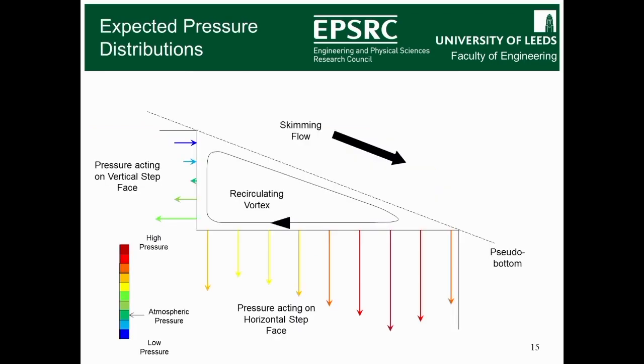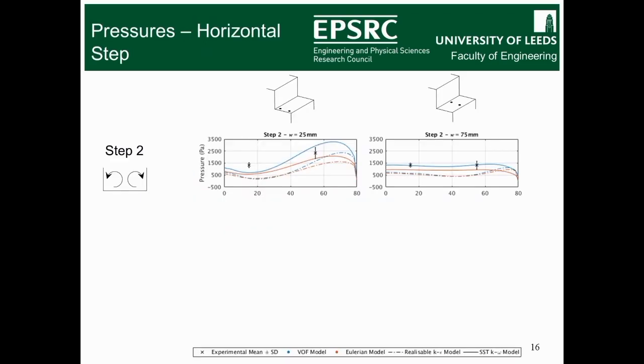Okay, and these are the pressure distributions we expect to see in a step. So we get low pressures at the top of the vertical step face, but then on the horizontal step face, we get the highest pressures at the downstream end and the lower pressures at the upstream end. Okay, so here's some experimental and CFD pressure data from the spillway. On the left-hand side, we've got the pressures close to the wall, and on the right-hand side, we've got the pressures at the center line.